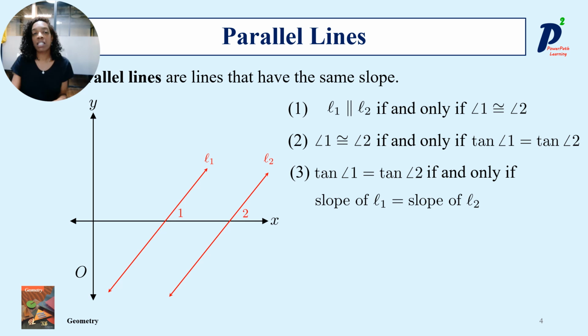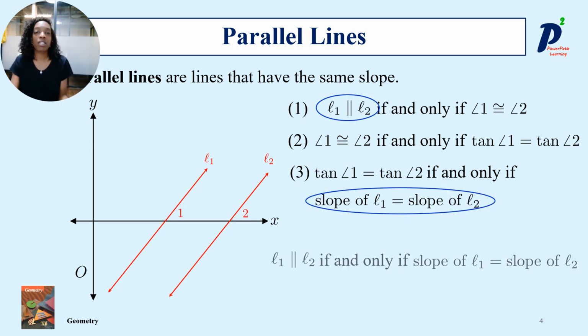Now this is because if we form a right triangle using the x-axis and the parallel line as the hypotenuse, the tangent ratios are only equal if the legs of the right triangles are congruent, which would mean they would need to have the same slope. By the transitive property, it's appropriate for us to conclude that line 1 is parallel to line 2 if and only if the slope of line 1 is equal to the slope of line 2. Now this is true for all lines with a defined slope.